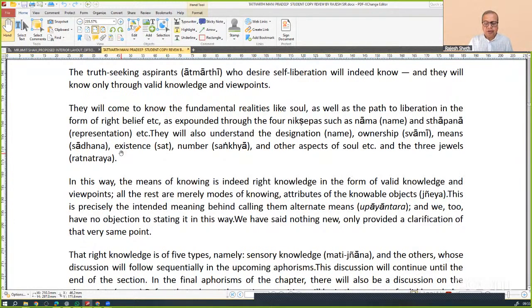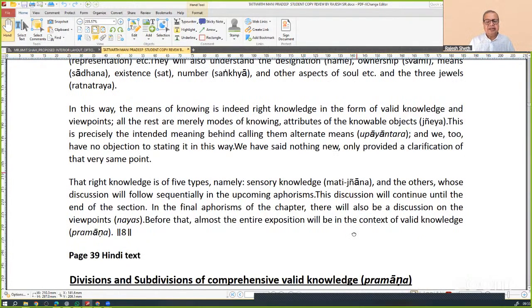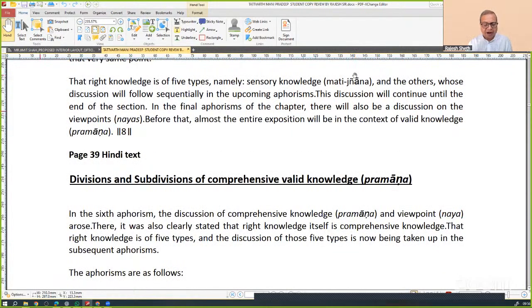In this way, the means of knowing is indeed right knowledge in the form of valid knowledge and viewpoints. All the rest are merely modes of knowing, attributes of the knowable objects, gney. This is precisely the intended meaning behind calling them alternate means. And we too have no objection to stating it in this way. We have said nothing new, only provided a clarification of that very same point. That right knowledge is of 5 types, namely sensory knowledge and the others, whose discussion will follow sequentially in the upcoming aphorisms. This discussion will continue until the end of the section.